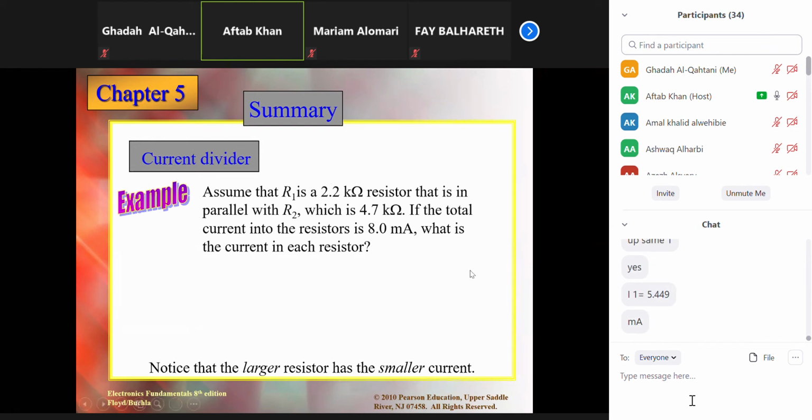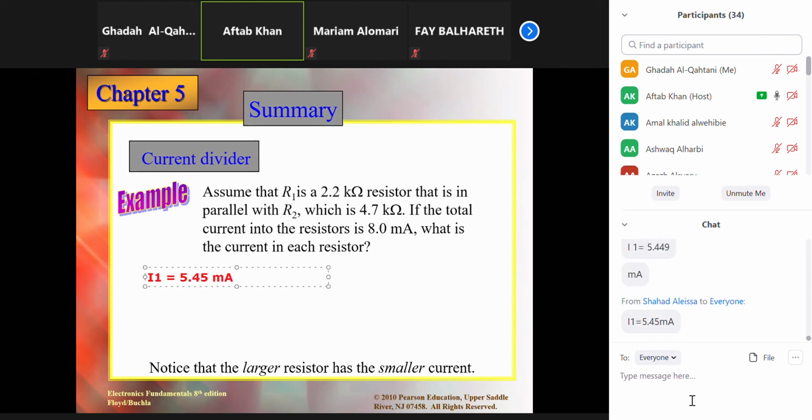All right, so I1 is 5.449. Okay, so you can write in, as I said, up to 2 digits after the decimal. So I can say 5.45 milliamps. All right. Okay, then I2, how much is it coming?